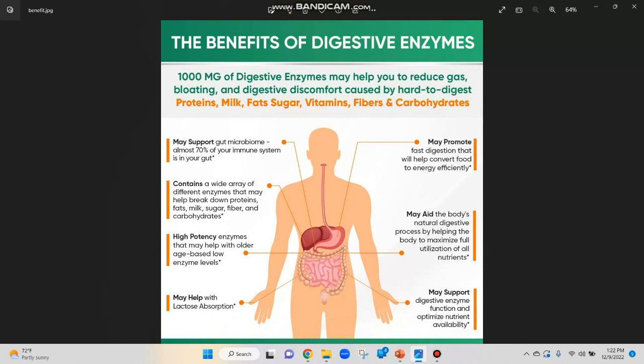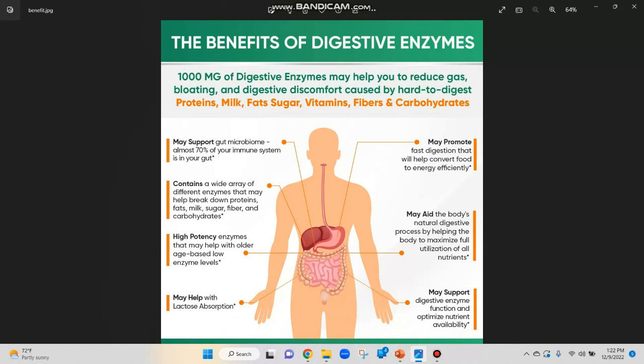It contains a wide array of different enzymes that may help break down. So the enzymes are present in the body. They help in digesting and obviously lead to the effective absorption of the nutrients. Enzymes that may help with older age. This is specifically related to the medicine mentioned over here, so ignore this one. Then digestive enzymes function and optimize nutrient availability.